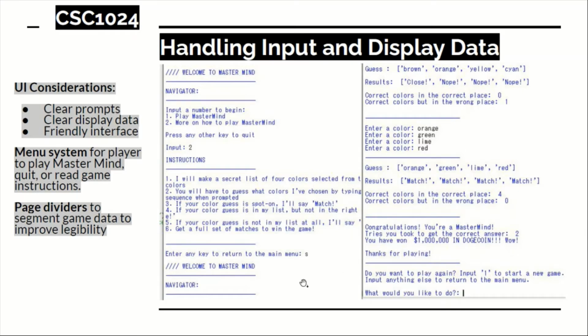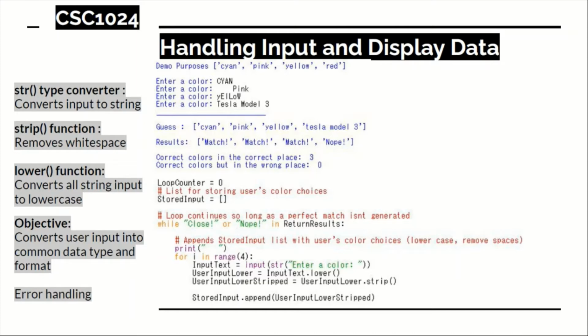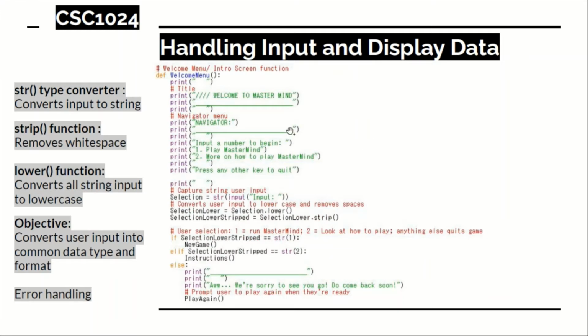I've also implemented page dividers in my code to segment information to improve legibility. For instance, user results are segmented in one tidy row for ease of viewing, and this is true for every stage of the program. Regarding user input, in this example, I use a string type converter to convert all player guesses into strings. Next, a strip and lower function is applied to the input data to remove white space and convert it to lowercase. The purpose of this was to convert the user input into a common type for comparison purposes later in the code. This is a form of error handling so that we don't see any unexpected results. And the same technique is applied to my other menu items.